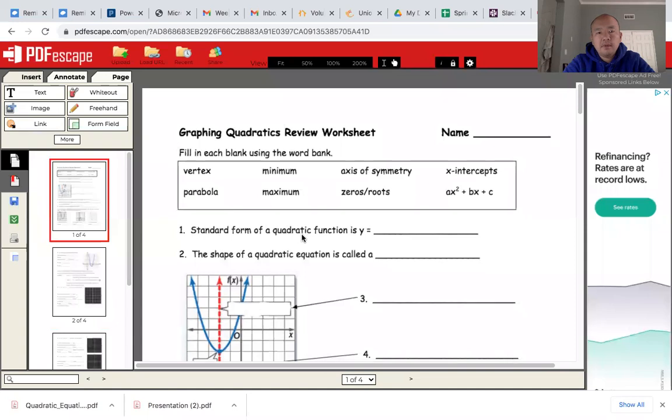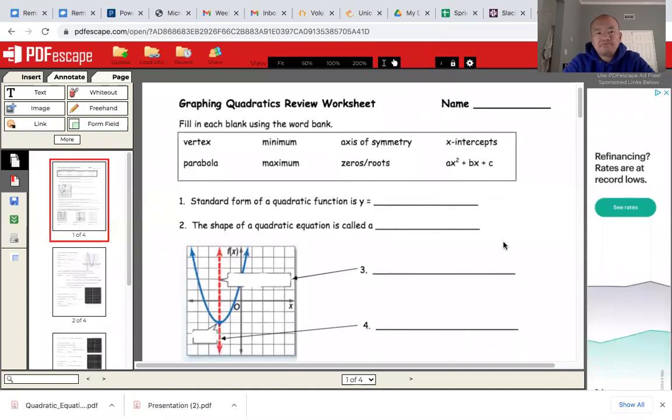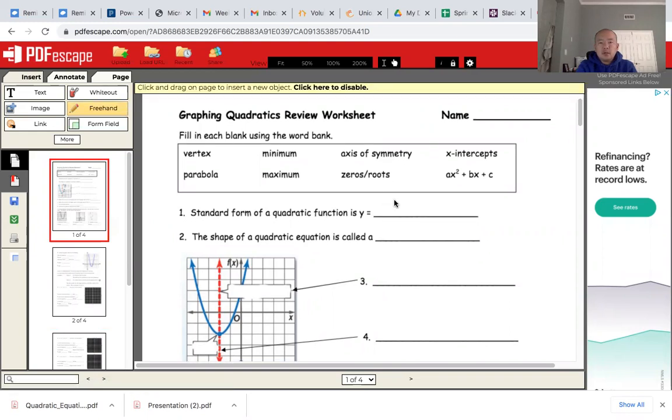Okay, so there are a few things to know, and these are the vocabulary terms that are important. The standard form for a quadratic function is this right here: ax squared plus bx plus c. So that's the standard form.